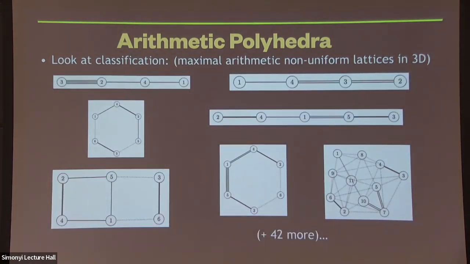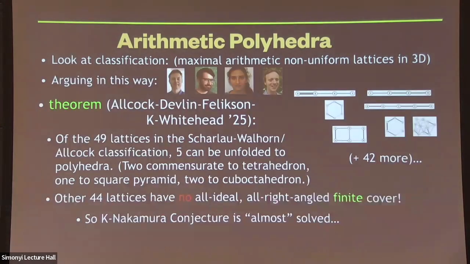Then there are, so let me tell you the final, this is work in progress. There's a little T there, so hopefully we'll get this really nailed down, but it's looking very, very solid. This is work in progress with Daniel Alcock, Pat Devlin, Anna Felixson, and Ian Whitehead. You take these 49 lattices, and in this Charlotte-Walhorn-Alcock classification, 5 of them do indeed unfold to polyhedra.